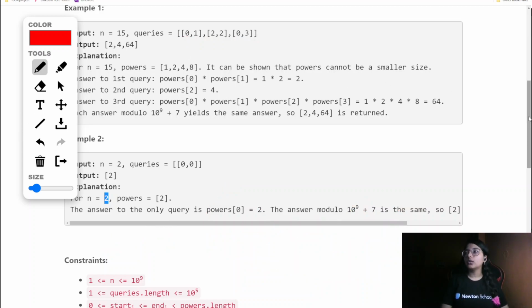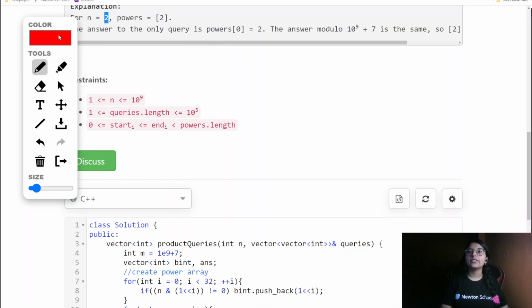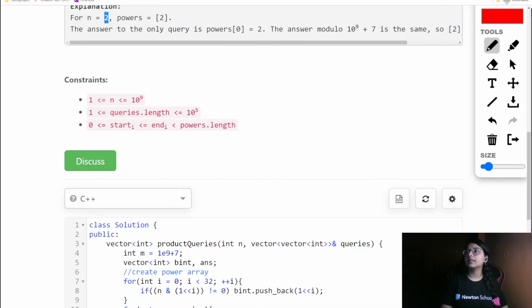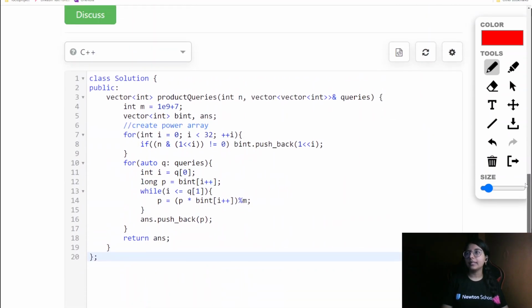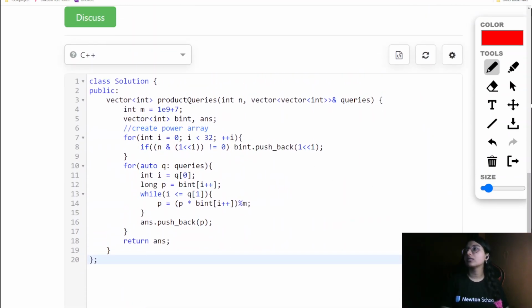So now let us go ahead with the coding part of this particular question, and after coding we'll discuss the time complexity and space complexity. So now here, as per the question, we are required to do modulo with the same, right? So that's why we are taking it like this. And then here the vector is for the powers, and this is for the answer.